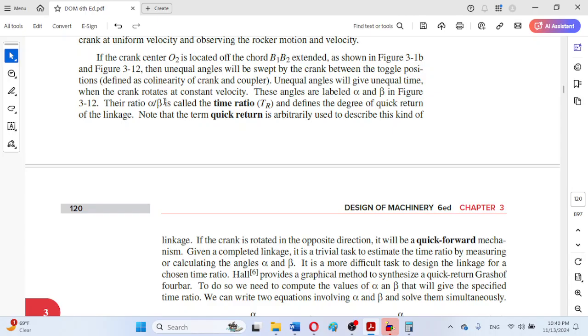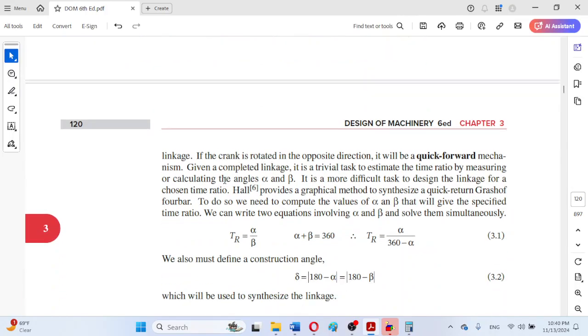So in this way, this actually defines the time ratio, that actually defines the degree of the quick return. Note that the quick return term is arbitrarily used to describe this kind of linkage. So if the crank is rotated in the opposite direction, it will be the quick forward stroke. Means if work is done in the fast stroke, that is called the quick forward stroke. So actually the term return means when the output link is not actually performing any useful work.